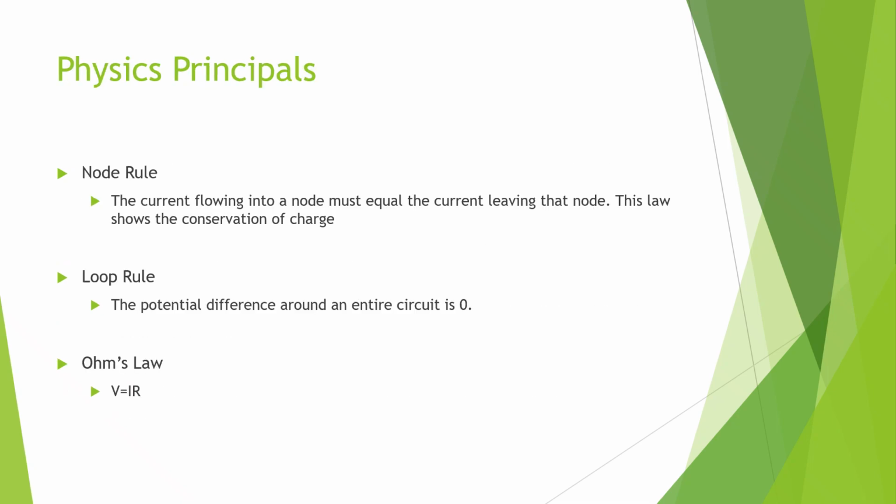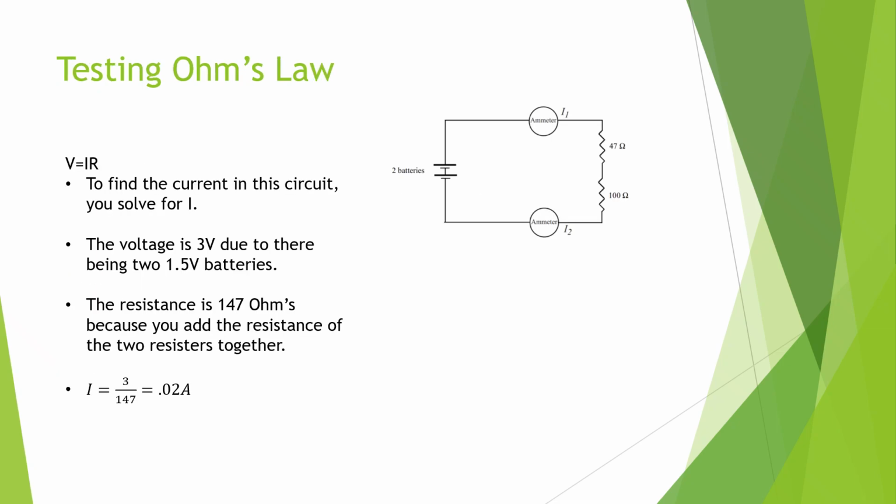The physics principles used in this lab were the node rule, which shows that the current flowing into a node must equal the current leaving the node. This law shows the conservation of charge. The loop rule, which shows that the potential difference around an entire circuit is zero, and Ohm's law, which shows that the voltage equals the current times the resistance.